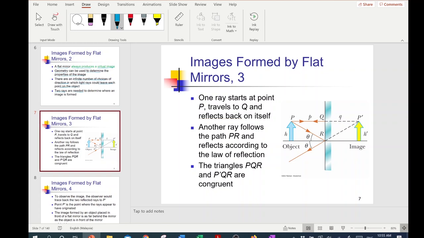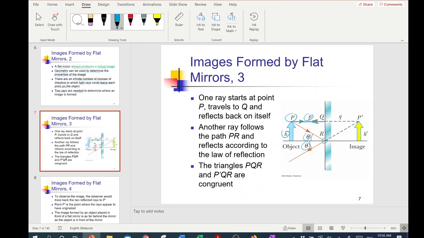For another example, we have an object with height h at position p. So the distance is p, small p. If we take a look at the first ray, it leaves the object going parallel with the optical axis, and then that ray will be reflected back. The other one is going to the center of the mirror here, and according to the law of reflection, it will be reflected at the same angle.